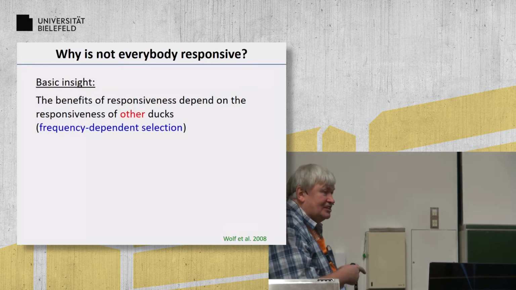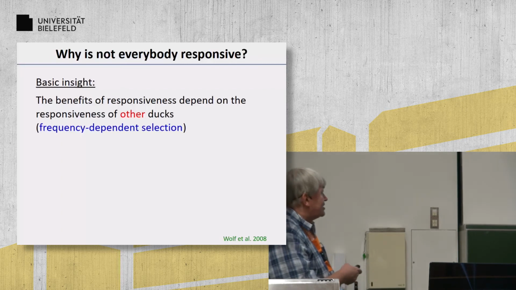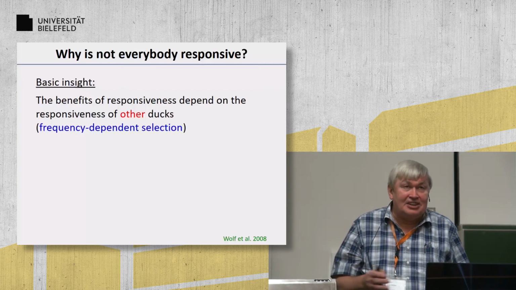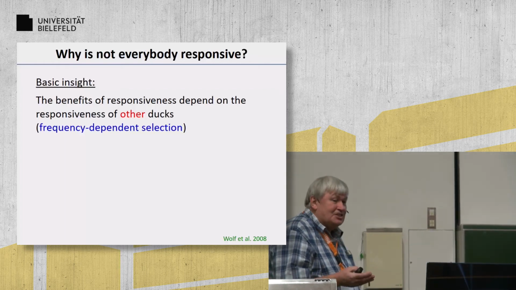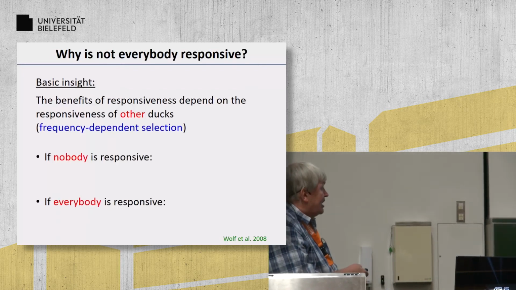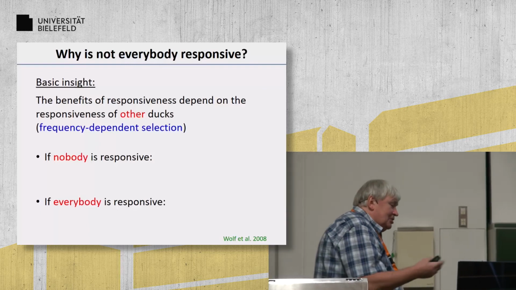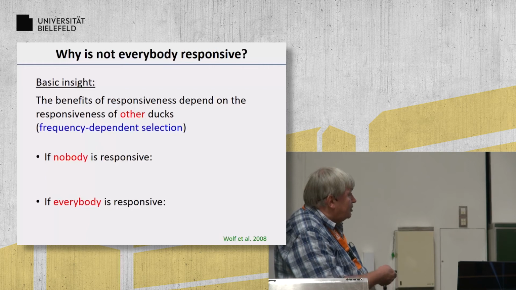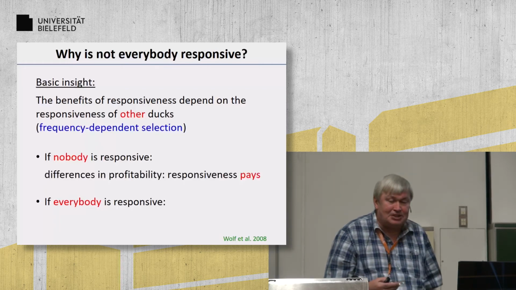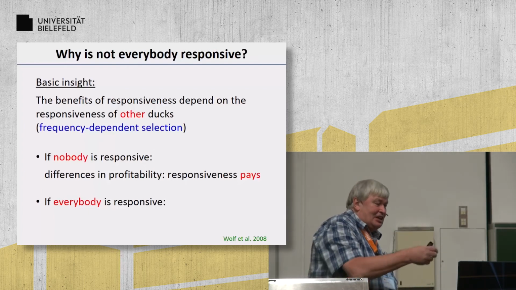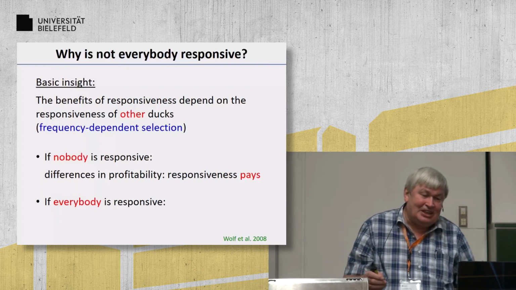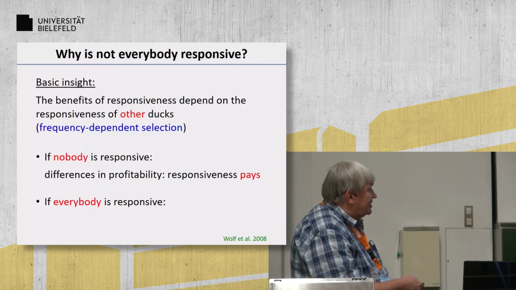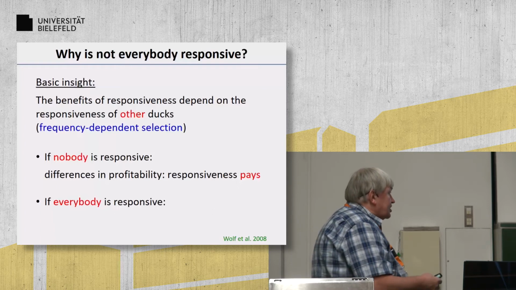Now the most important insight that you can get from evolutionary game theory is that the benefits of responsiveness are not constant, but depend on the responsiveness of other ducks in the pond. So in other words, what we call frequency-dependent selection is going on. You can easily think about it yourself. Consider two situations. First, that nobody is responsive, then that everybody is responsive. If nobody is responsive, then we see that there are clear differences in profitability. If the ducks are distributed 50-50, but then at the advanced side of the pond more bread is thrown in, and of course this is the more profitable side, the single duck that is responsive really has all the payoffs by switching to the more profitable side.